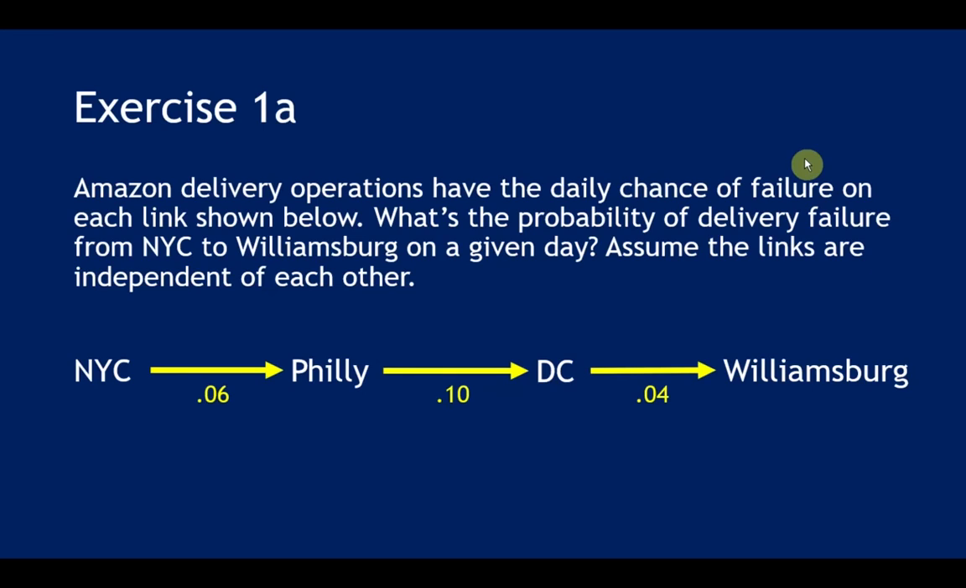All right, so here's the first exercise. It has two parts. Here's the first part. Amazon delivery operations have the daily chance of failure on each link shown below. What's the probability of delivery failure from New York City to Williamsburg on a given day? Assume the links are independent of each other. So the failure rate from New York City to Philly is 0.06. From Philly to DC is 0.10. From DC to Williamsburg is 0.04.